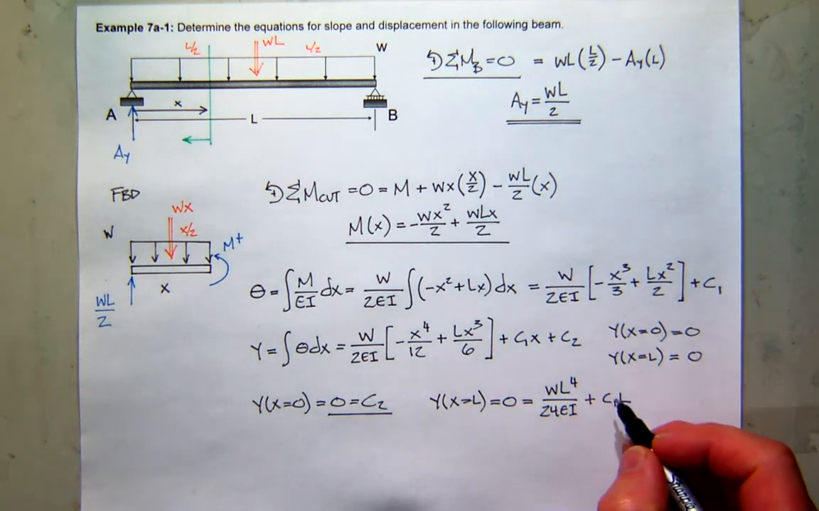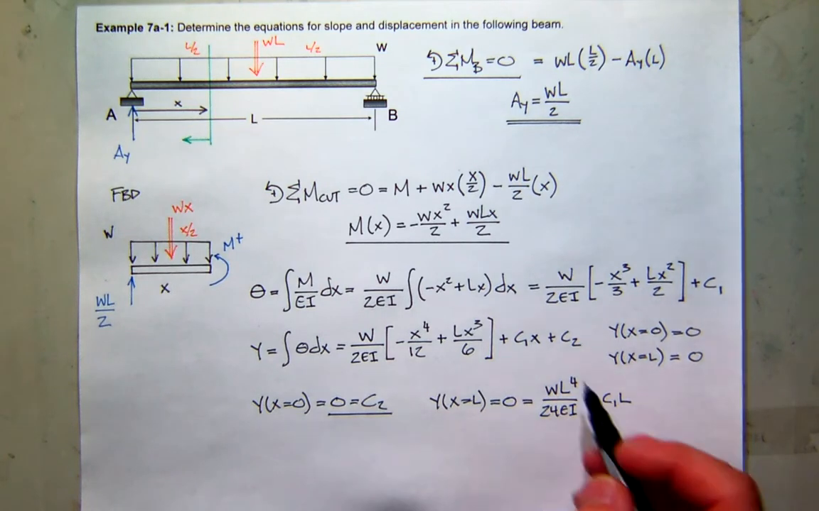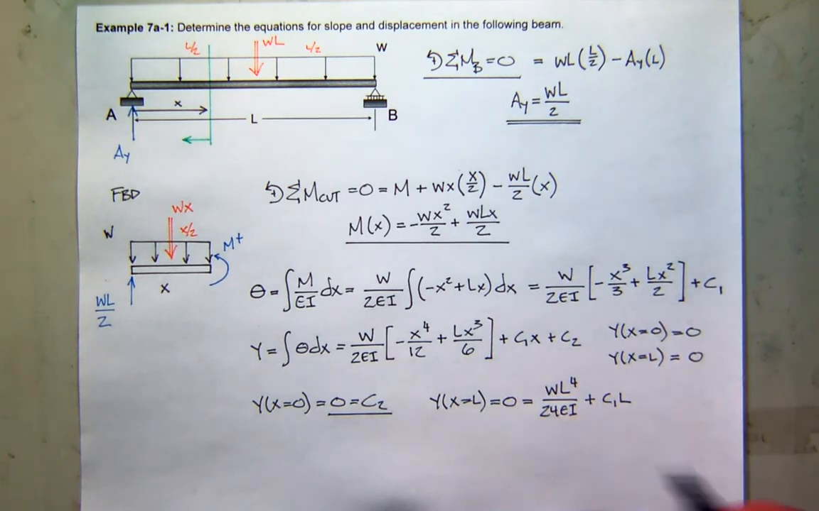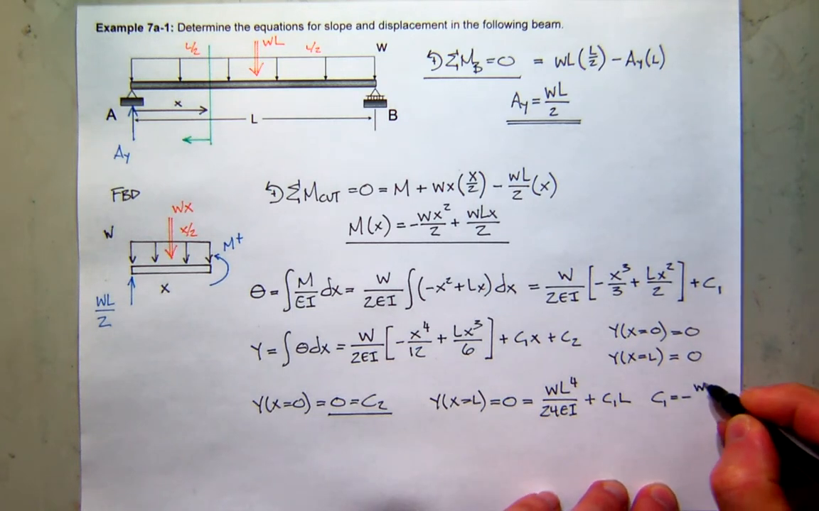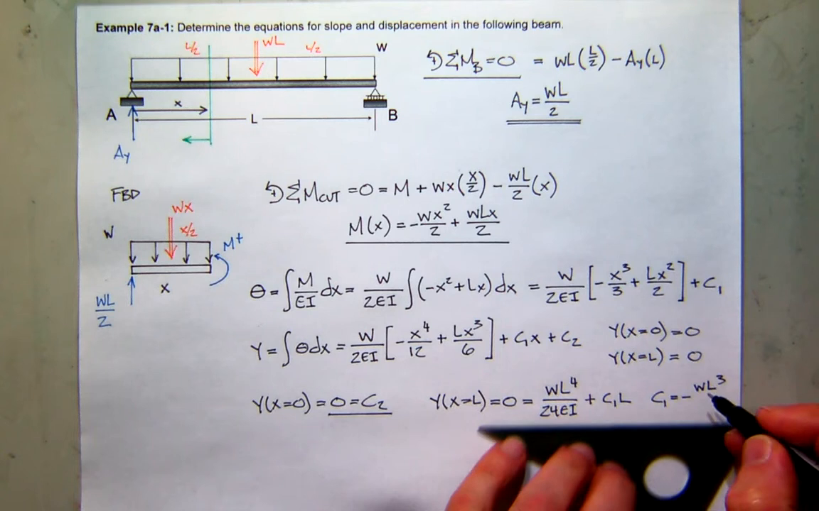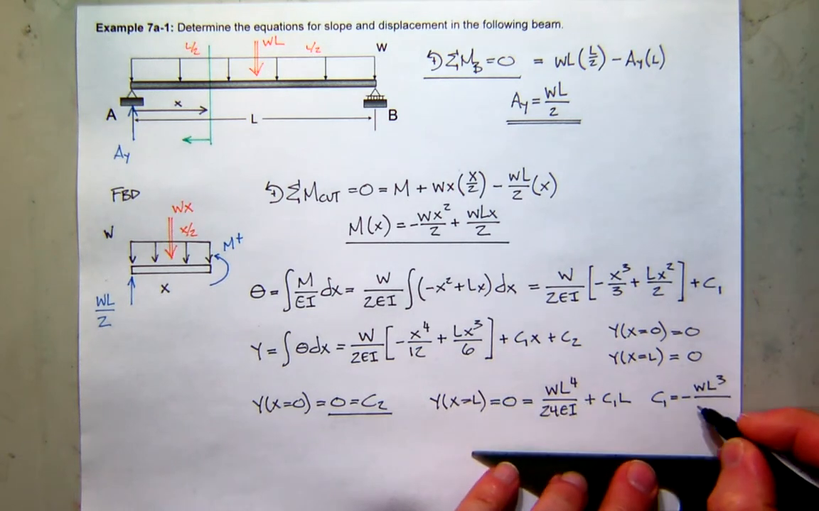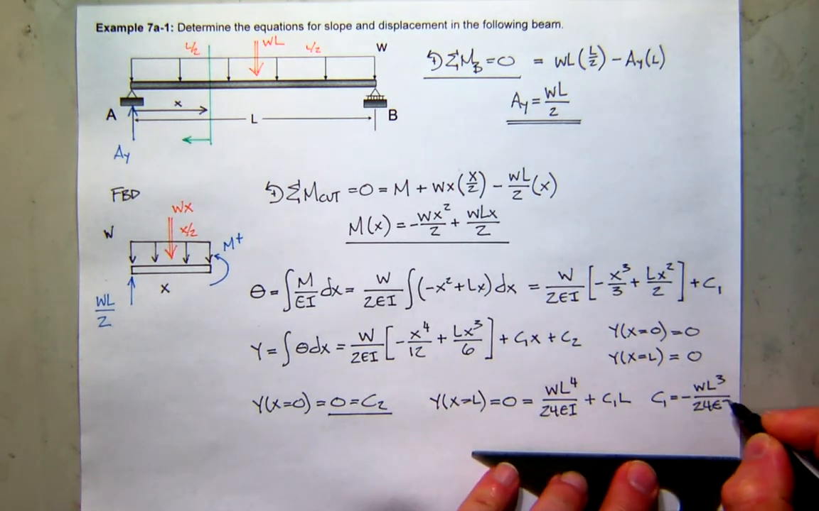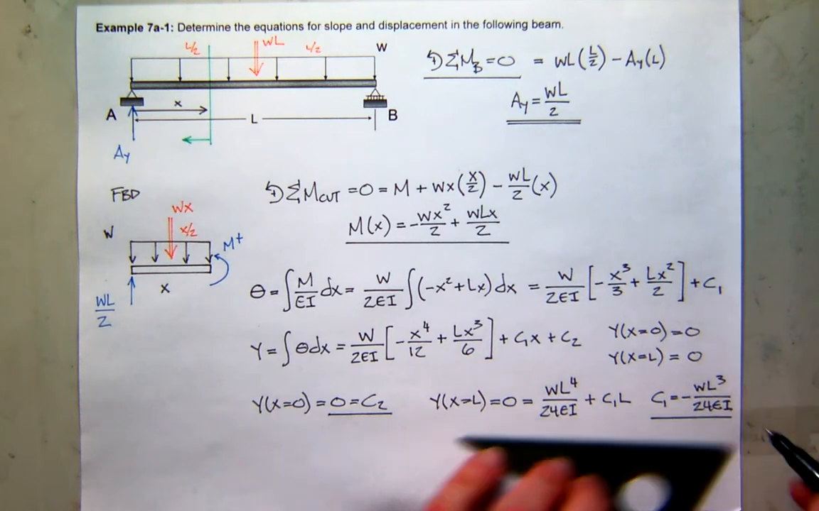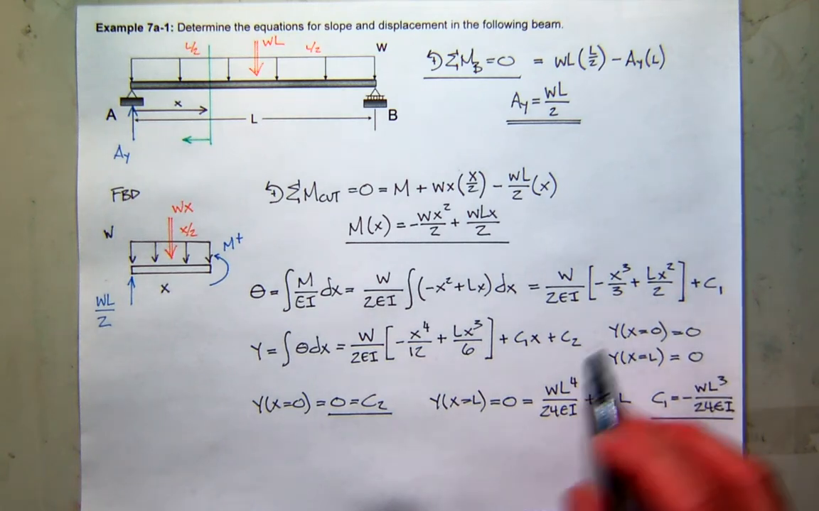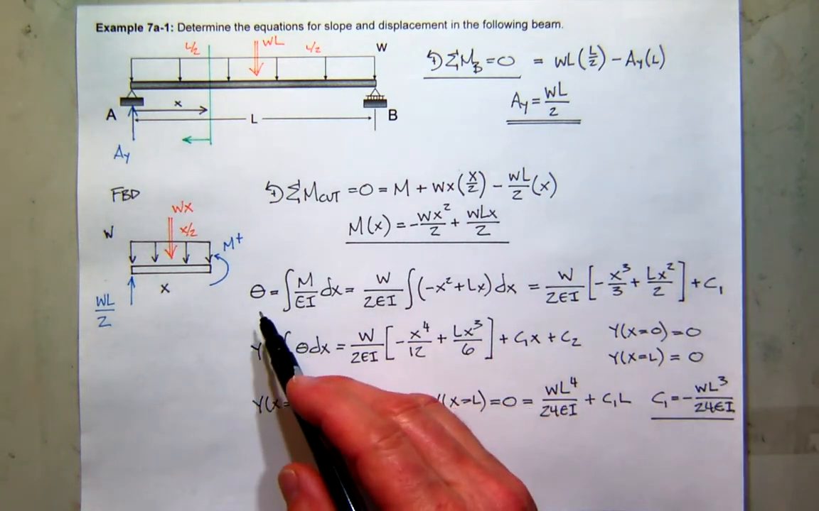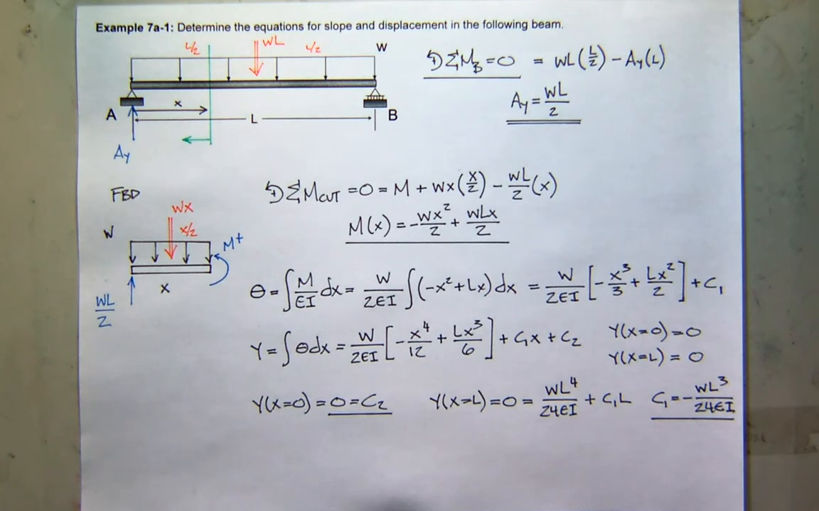So can you solve for C1? Remember, this whole expression has to be equal to 0. So what is C1? It's negative WL cubed over 24EI. All I have to do is plug these values for C1 and C2 back into either of my expressions and have an equation for slope and an equation for displacement. Let's do the displacement one first.